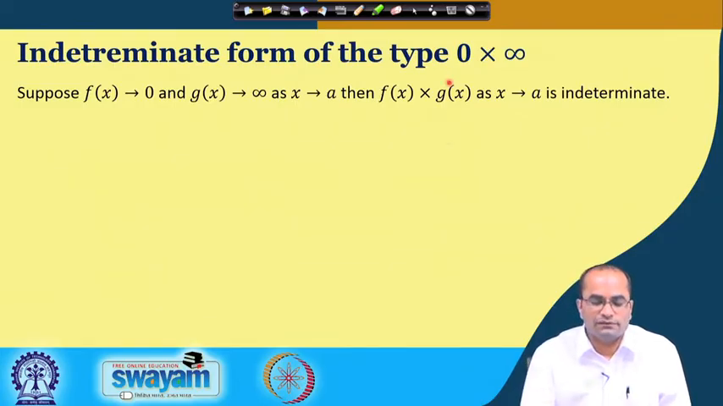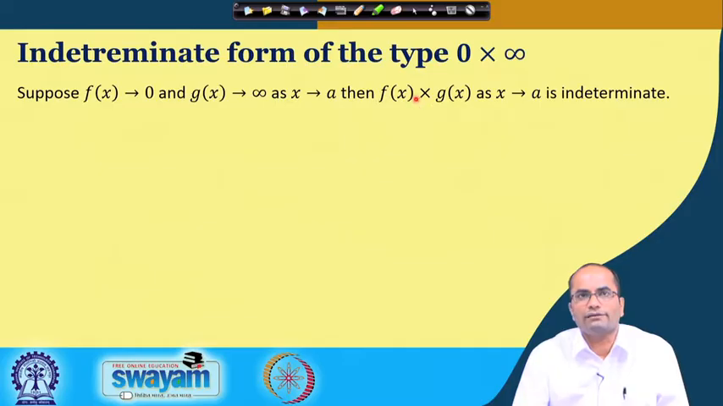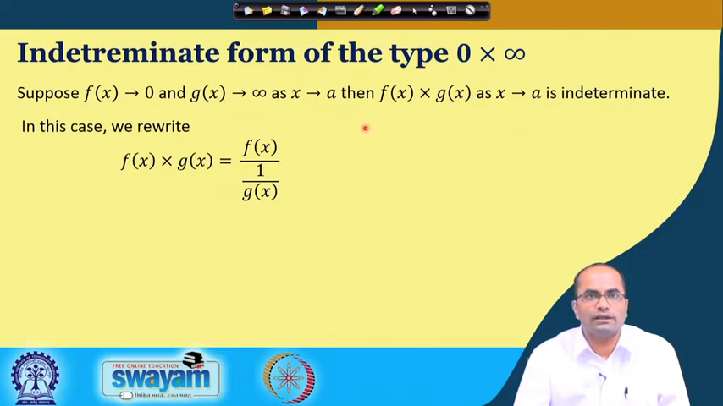So, when we have such a product where one function f x goes to 0 and the other goes to infinity, we can rewrite the expression f x into g x as f x divided by 1 over g x. Here f x goes to 0 and 1 over g x will also go to 0. So, we have the 0 by 0 form.